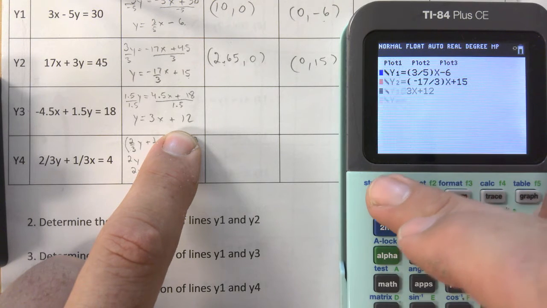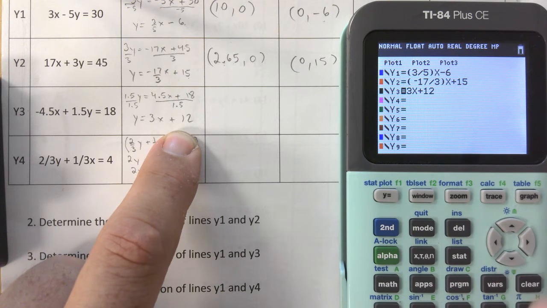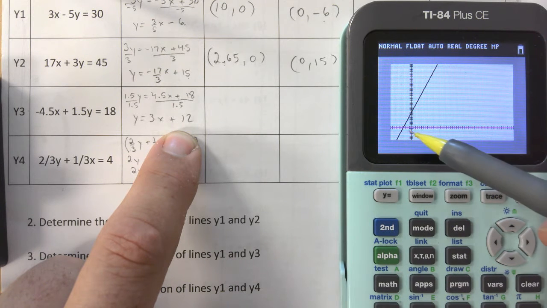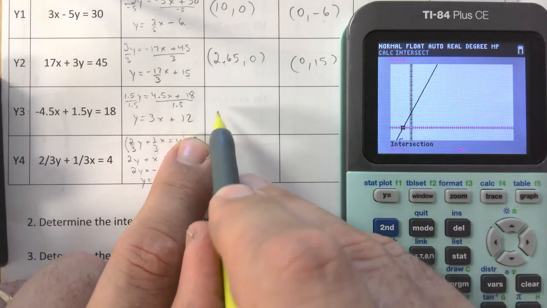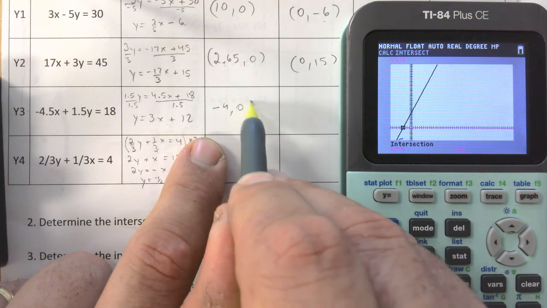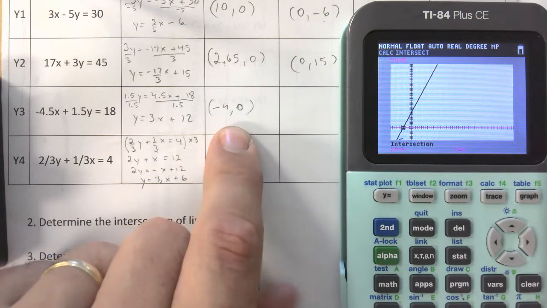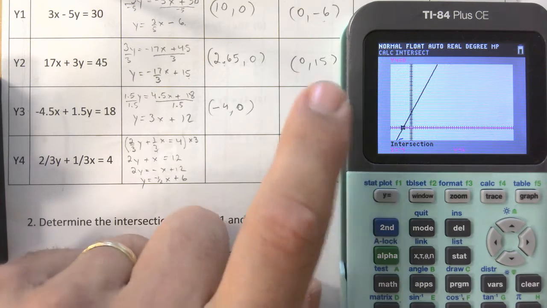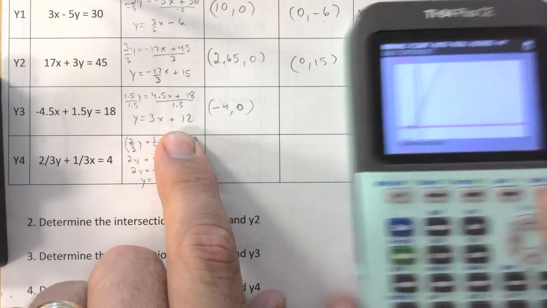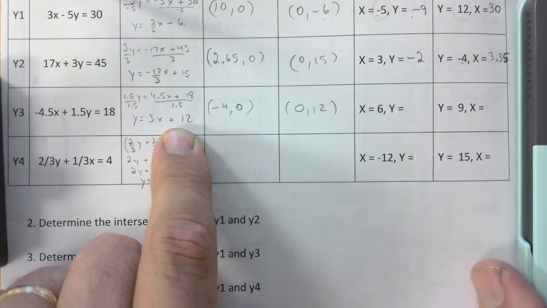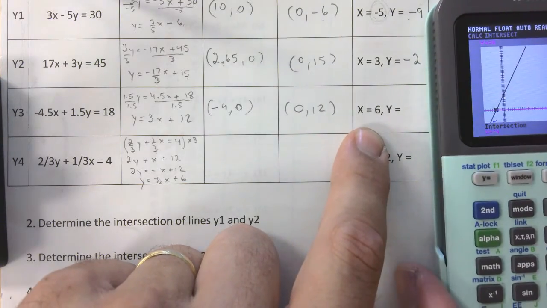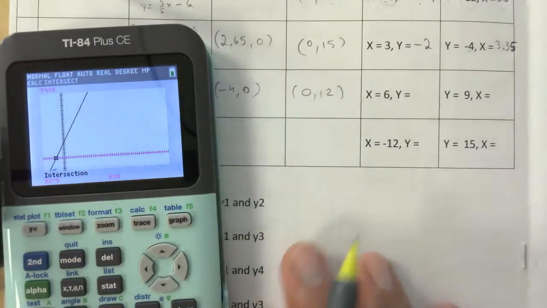X-intercept, I got to go y equals. I'm going to make y4 equal to 0 for this one. Graph them both. And find that intersection. Second, trace 5. Enter, enter, enter. It's -4, 0. Okay? Then for the y-intercept, I'm just going to go 0, 12 because I think you know already how to do that. And I'm trusting my work here. I will cover that like that.